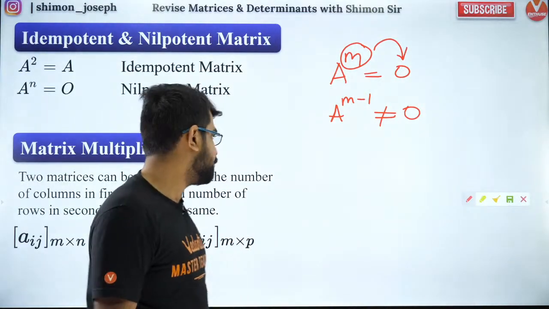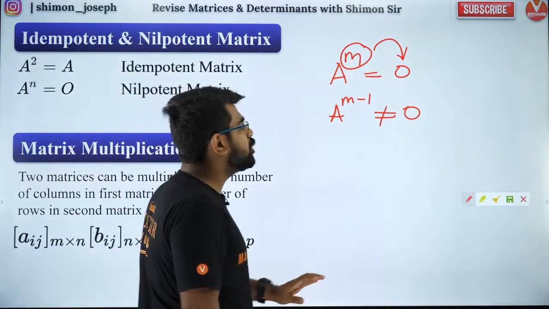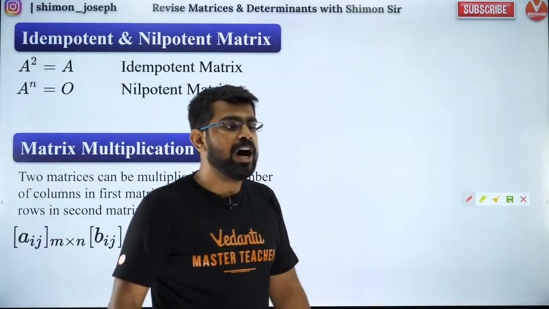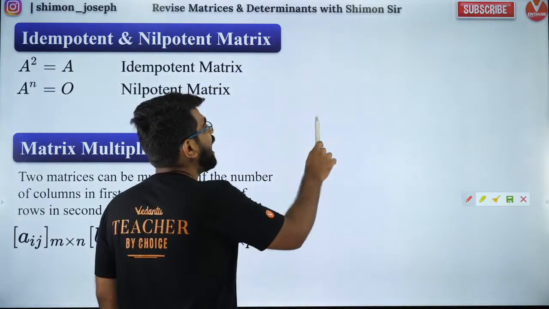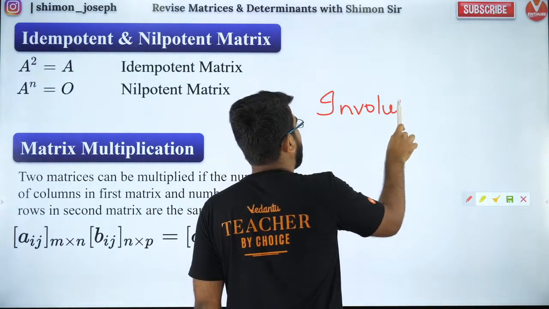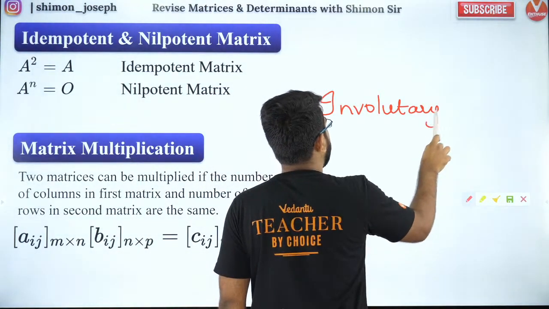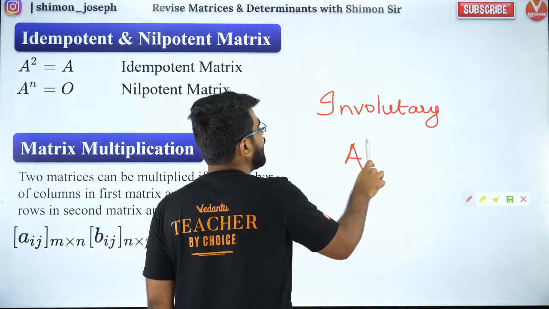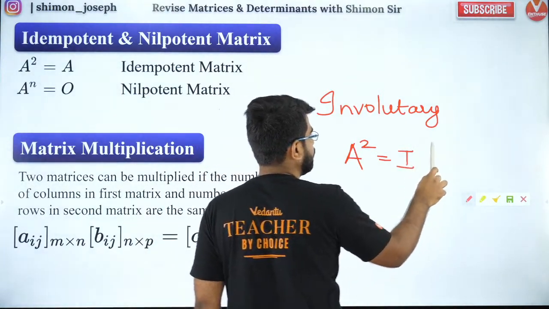Don't worry about it. Now, coming to the next definition, we had a question from Aishwarya. Aishwarya asked, sir, what is an involutory matrix? Involutory matrix means your A square is equal to I, Aishwarya.